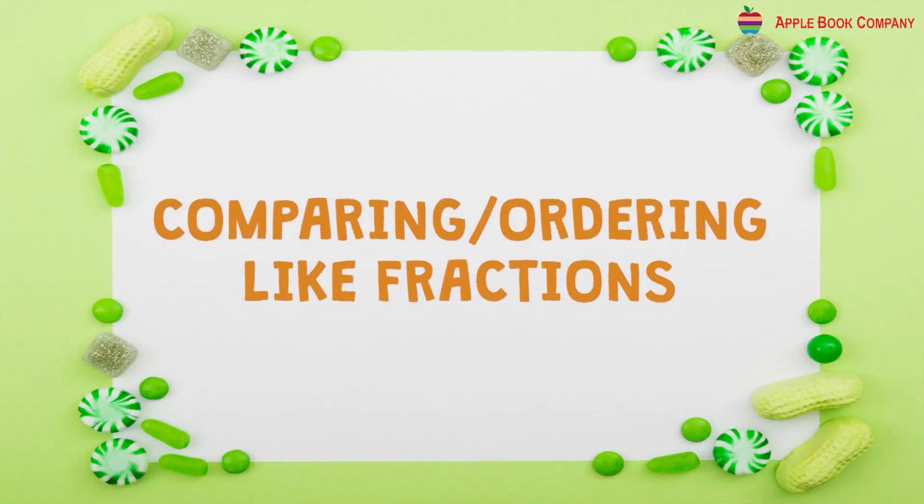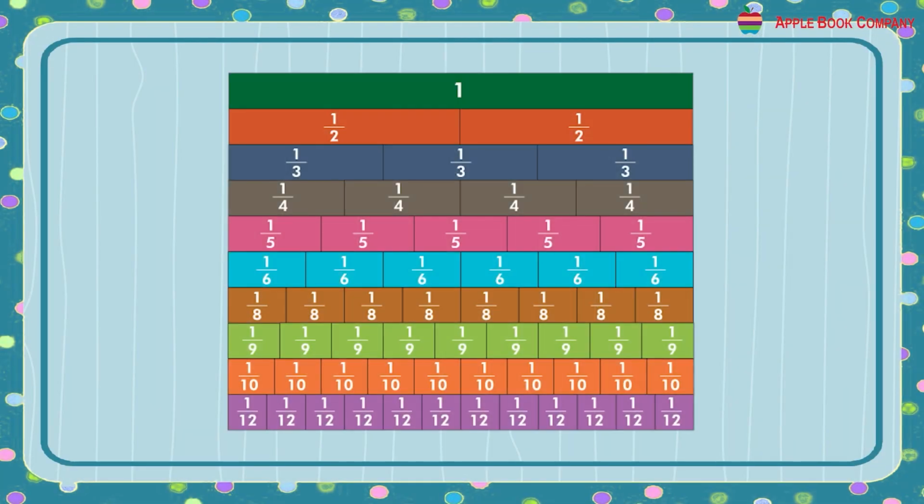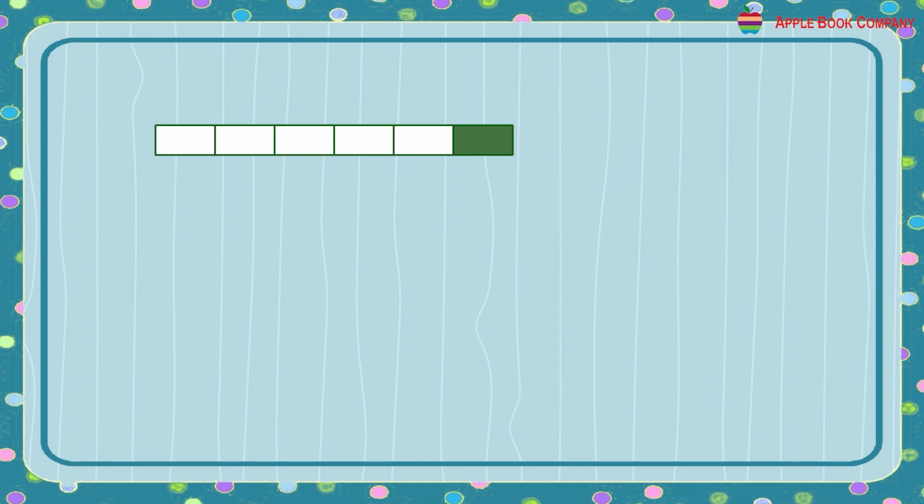Comparing and ordering like fractions. Look at the shaded part of the following strips representing different like fractions. In the first picture, you see only one shaded box. How many boxes are there in total? Count. Yes, there are 6 boxes. So the total number of boxes is the denominator, that is 6. In the numerator, there is only one shaded part, so we write 1. So 1 by 6. We also call 1 by 6 as 1/6.